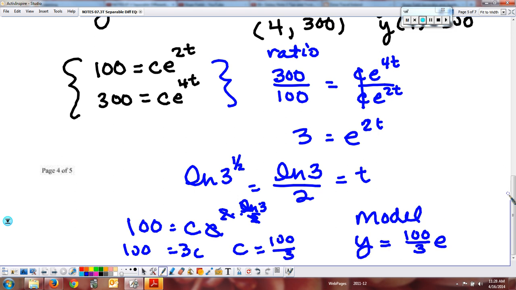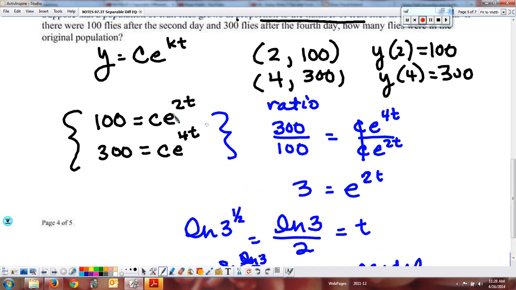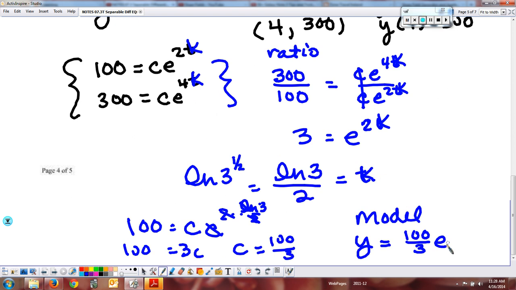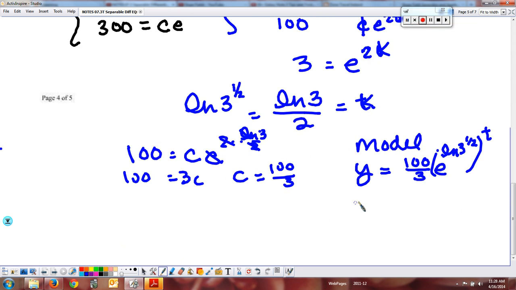Oh, you know what? I plugged in 2, this should be k. I'm trying to rush through this, and I'm just writing a couple things down wrong. Let's just change these all to k's. All right, so this would be e to the k. We can leave it as natural log of 3 to the 1/2, and of course this whole thing raised to the t, or we can simply reduce it down to our 100 thirds, and then the e and the natural log cancel out, 3 to the t over 2.